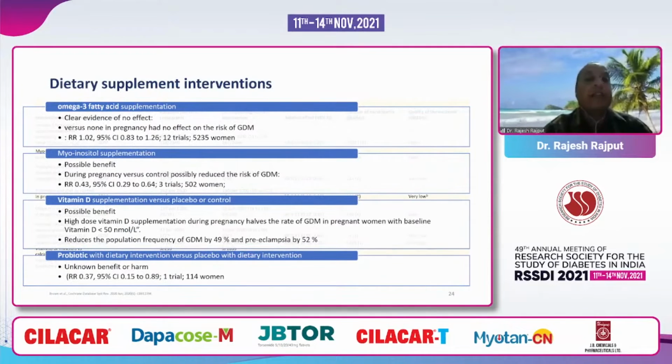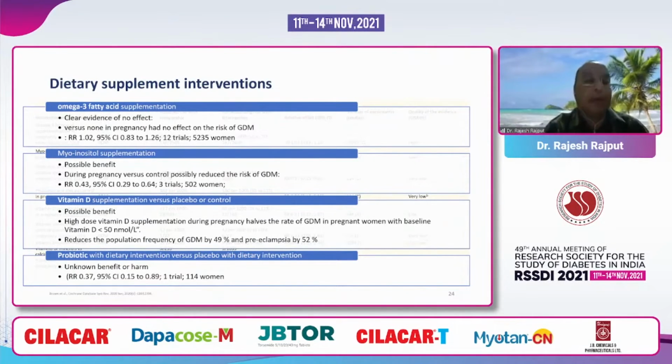If we see omega-3 fatty acid, the studies have shown clearly no evidence. The relative risk is 1.02, and it is not found to have any effect on reducing the incidence of GDM. If we see myo-inositol supplementation, which is a type of B complex, again possible benefit. Myo-inositol actually reduces insulin resistance. It is a drug again used in women with polycystic ovary syndrome. It has been shown that the relative risk is around 0.43 with an upper bound confidence interval of 0.64, which means possible benefit when it is used in high-risk women who are going to be pregnant. It has shown a reduction in the incidence of GDM.